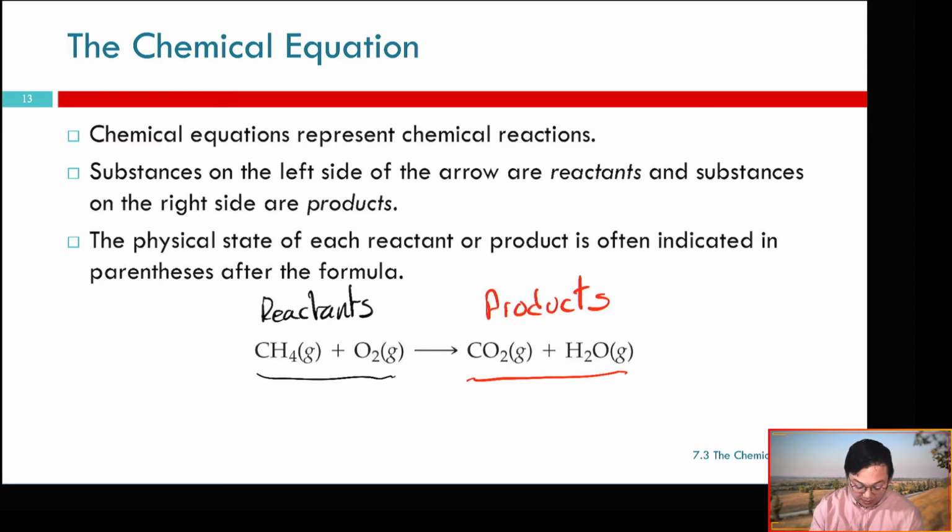And then this came up before too, but we write in here the physical state of each of these in parentheses or as an extra little subscript to the bottom right. I probably won't always write them in parentheses, but it is helpful to write them in parentheses because then it sets it apart from your subscripts.